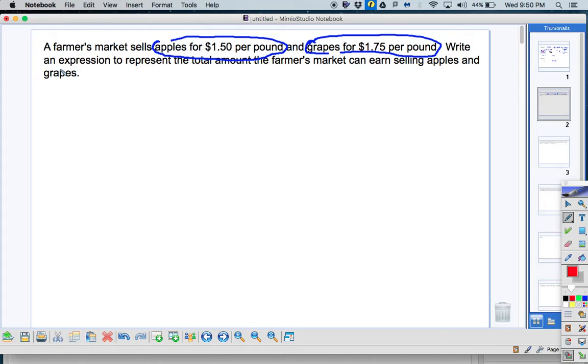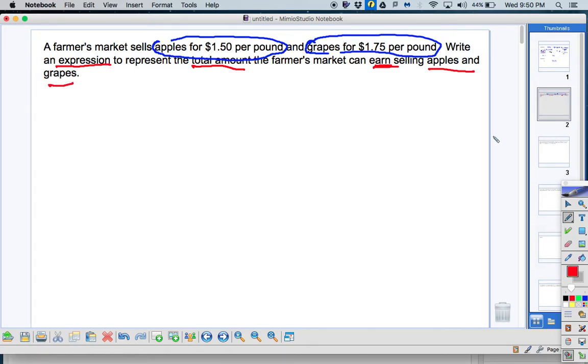So the directions say I'm supposed to write an expression. So I know that I'm going to be writing something without an equal sign, but I could write any couple letters here and put them together and have an expression. So what specific expression do I need? Well, I want an expression that's talking about the total amount that a market can earn. And what are we selling? Apples and grapes. Okay, so that's what my expression needs to do.